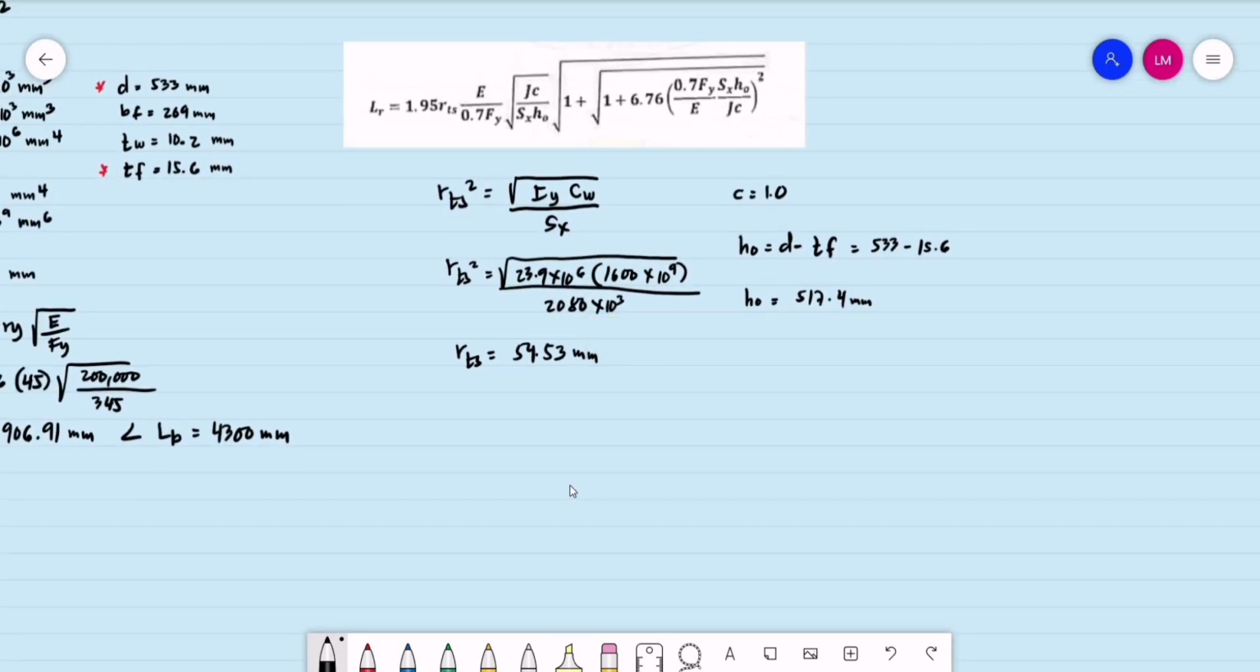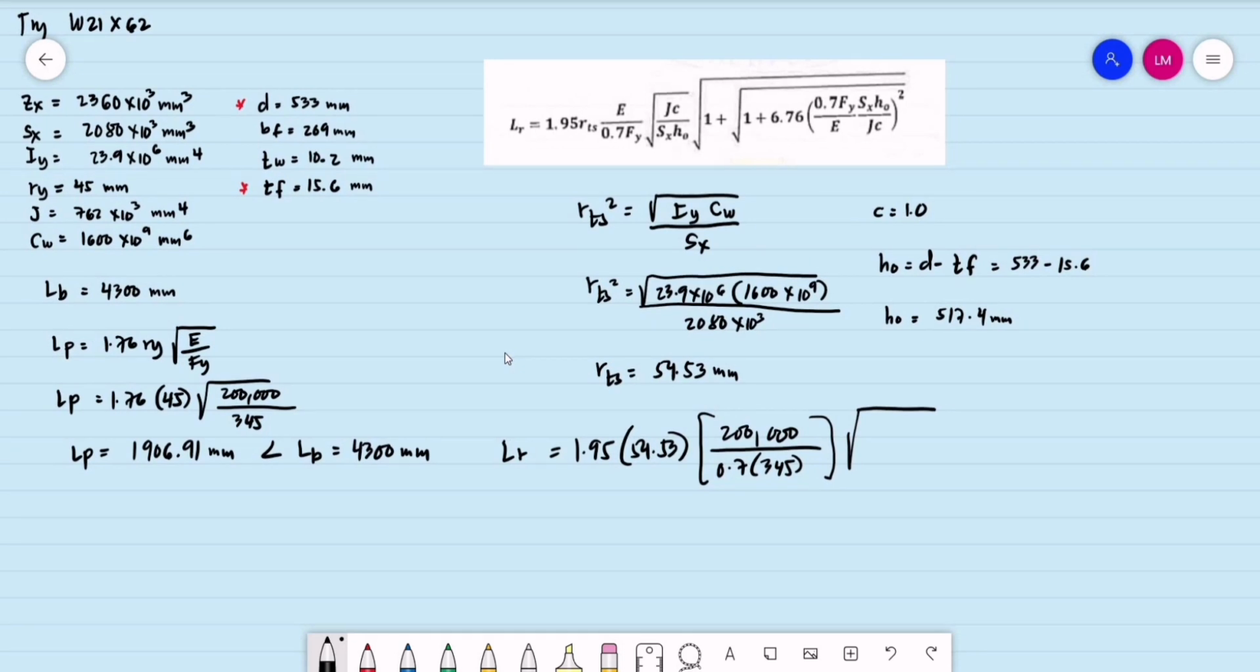So I guess we are now ready to substitute our values into this equation. So let's have the value of L sub R. L sub R is equal to 1.95, our R sub Ts is 54.53, then multiplied by the modulus of elasticity, 200,000 megapascals, then divided by 0.7 of 345, and then multiplied by the square root of J.